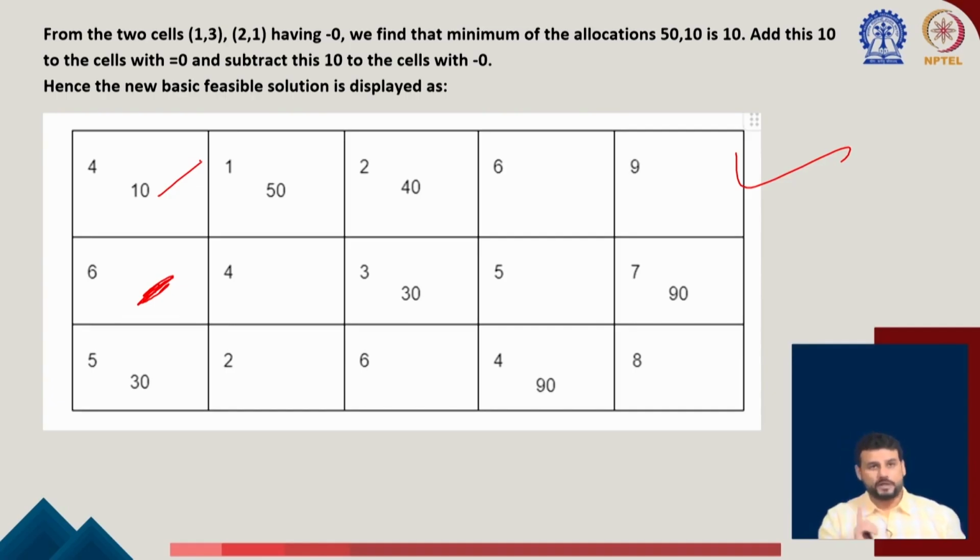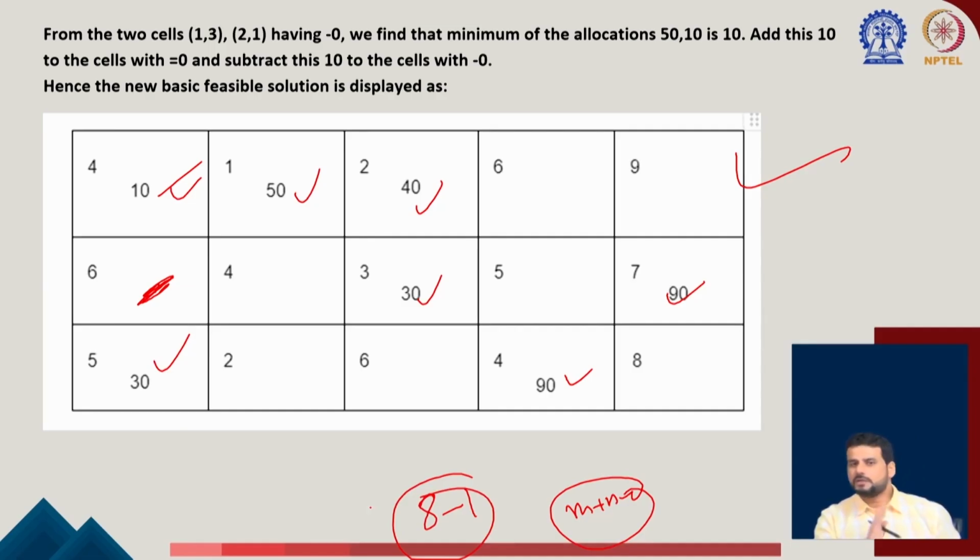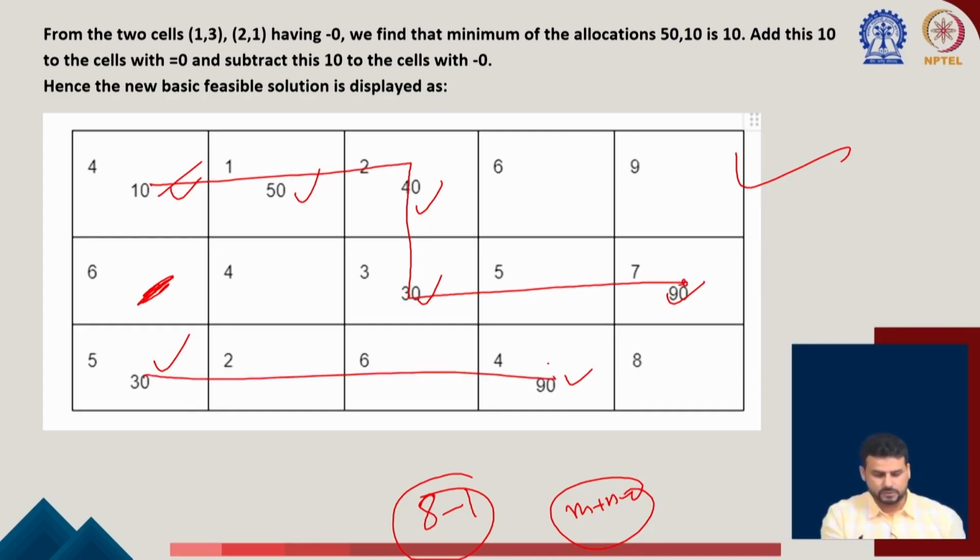So before going for that, check whether there are m plus n minus 1 allocations. Yes, 1, 2, 3, 4, 5, 6, 7, and the order of the matrix is 8 minus 1, 7. So these are independent locations. Any location you start, can you track a closed path? You cannot do that. Here also you cannot do that. So these all are at independent positions. Now again you find out u1, u2, u3, v1, v2 up to v5.